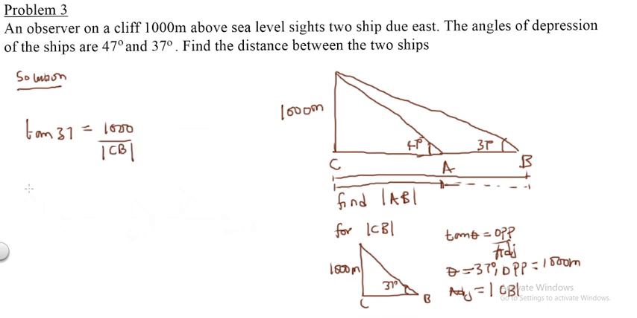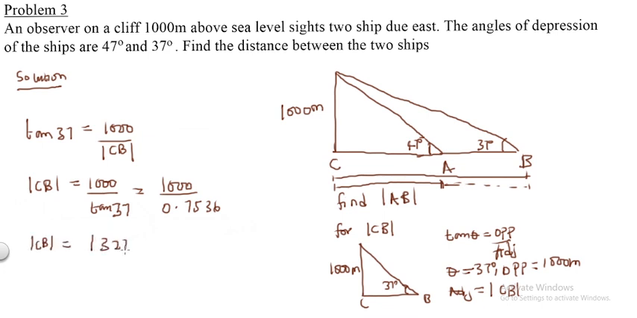If I cross multiply, I have line CB is equal to 1000 divided by tan 37. We have tan 37 as 0.7536 to 4 decimal places. If we do that, you have line CB to be equal to 1327.04 meters. Now that we found line CB, we can go ahead and find the line CA.